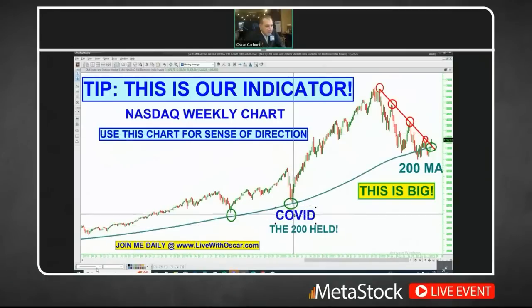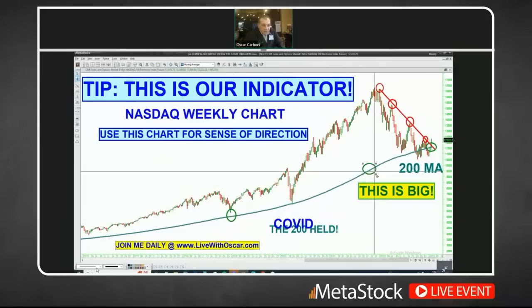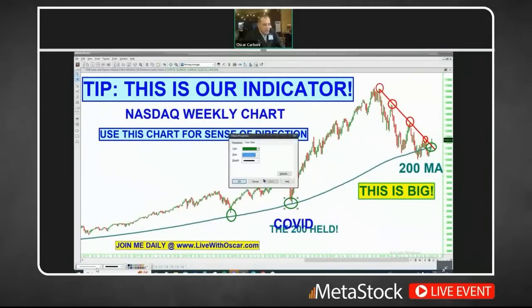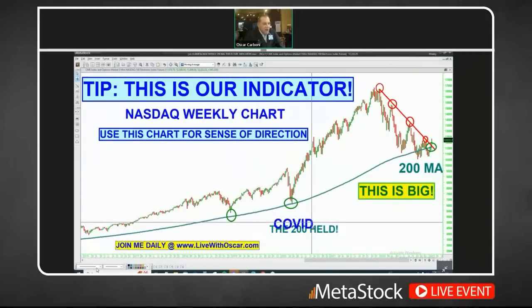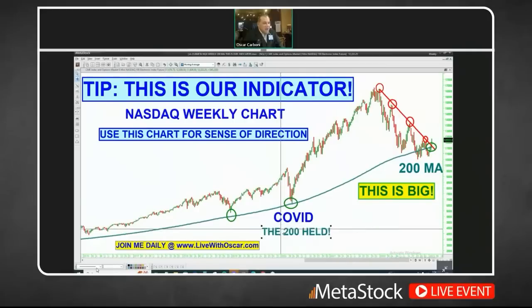See this dip during COVID? Well, this is the 200-bar moving average, right? Right here. This green, whatever color you want to call it, 200-bar moving average. Even during COVID, we could not get below the 200-bar moving average. Even during the COVID drop, you didn't get below. Here, you did not get below.